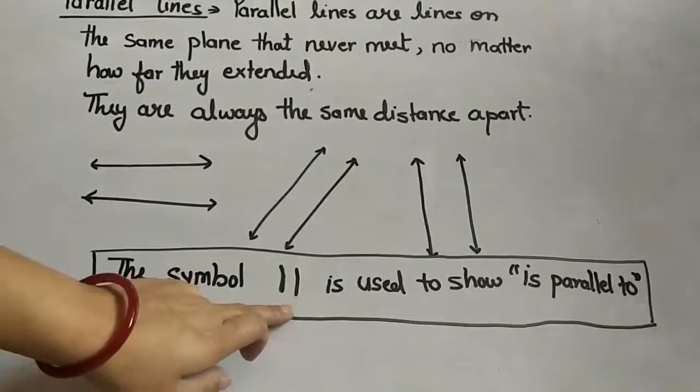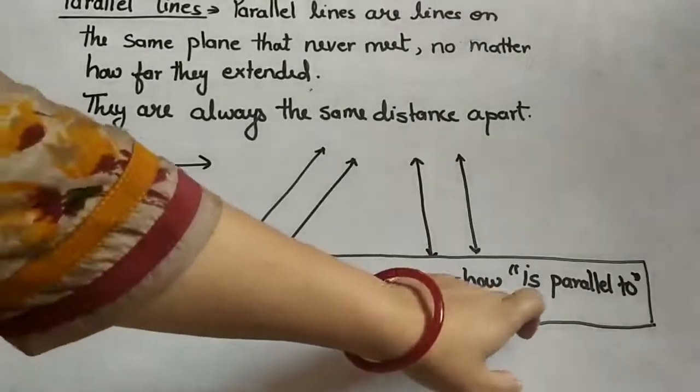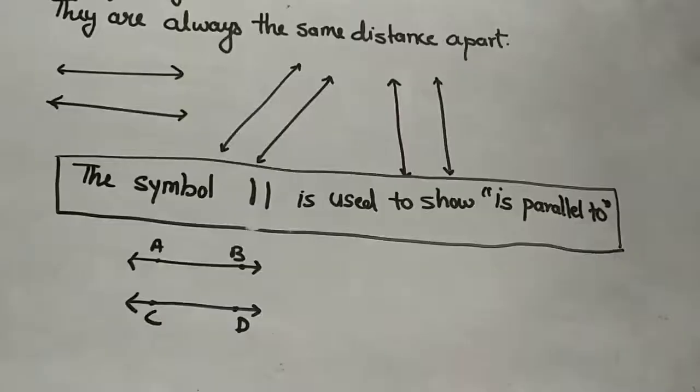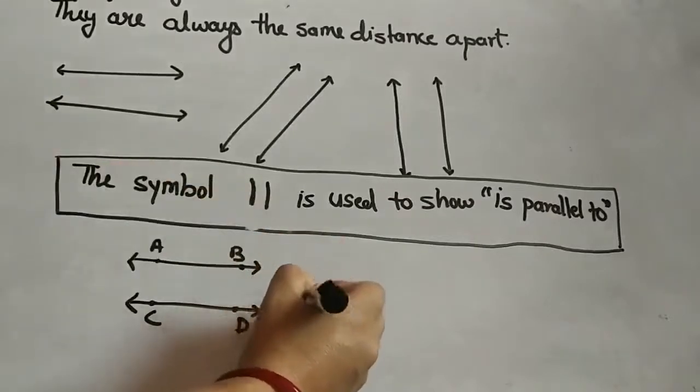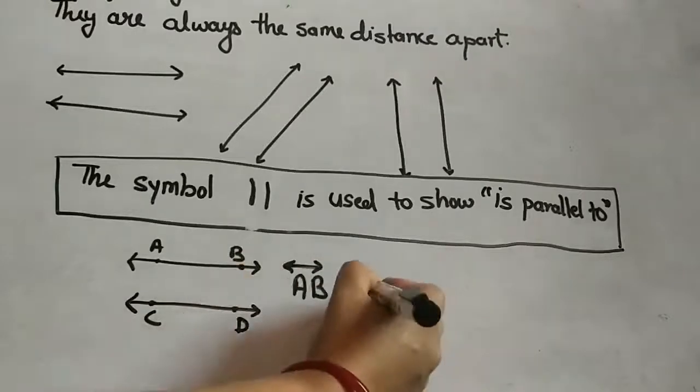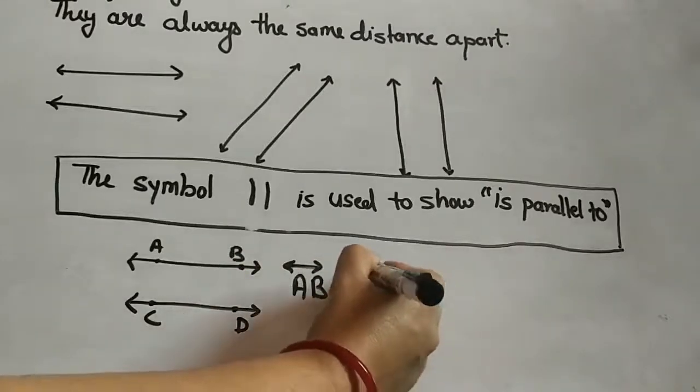This symbol is used to show "is parallel to." For example, AB is parallel to CD. So how will we write it? We will write it as AB ∥ CD. Line AB is parallel to line CD.